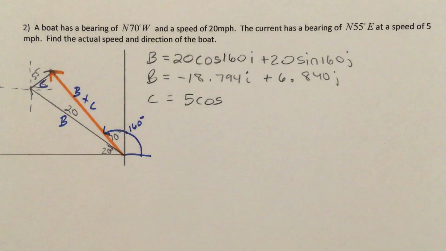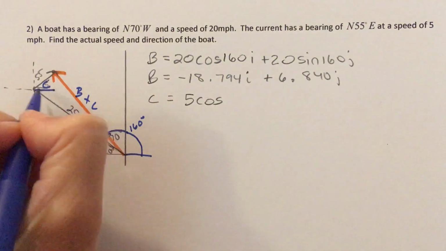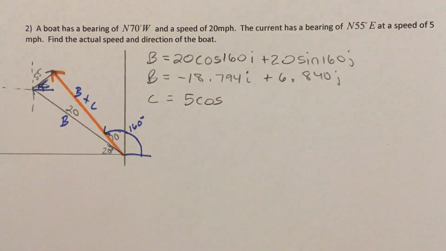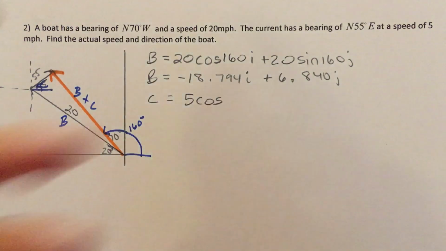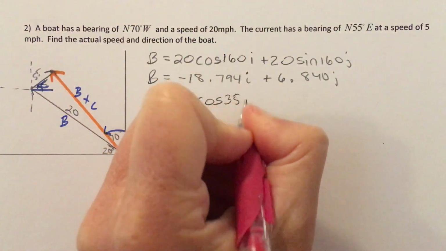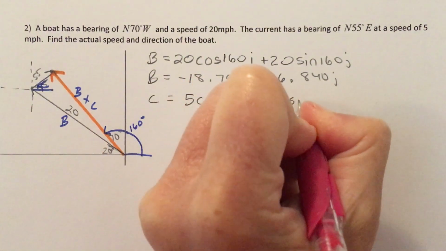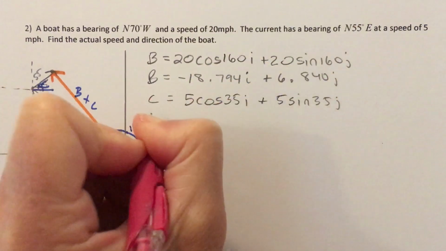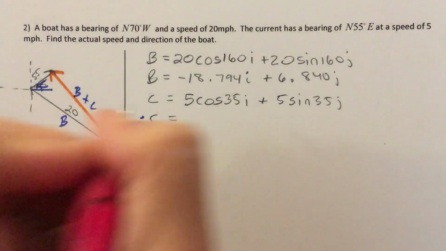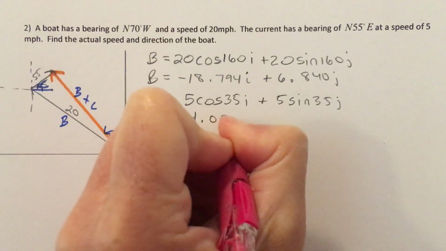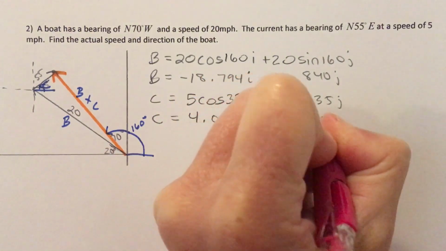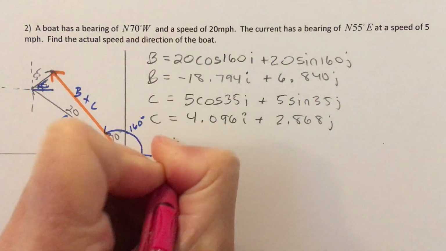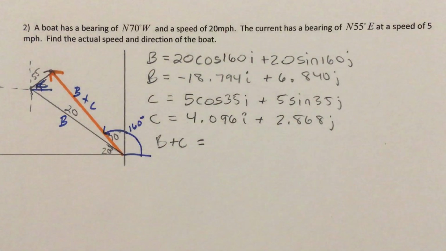Then your current is only going 5, and again, I did not give you the direction for that one either. Direction is from here. So that is the complement of 55, which would be 35. So this is 35. Type that into your calculator and you get 4.096 plus 2.868. Then when you do boat plus the current, just add the i's and the j's.